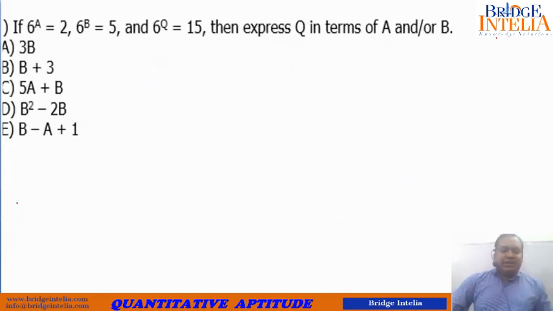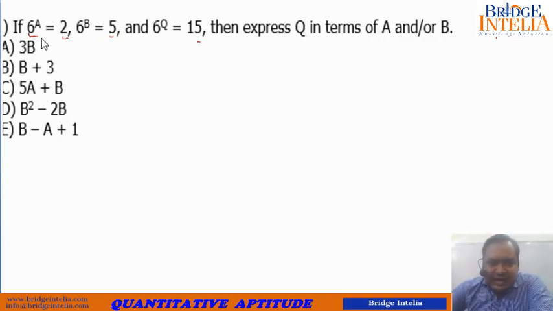Now this is a very brilliant question. As per my experience, this is one of the best questions that you can expect from this topic, indices. So if you notice, 6, 2, 5, 15. 6 to the power a is equal to 2, 6 to the power b is equal to 5, and 6 to the power q is equal to 15. So we have to express q in terms of a and b. I would insist that you give it a try first, and if you are not able to crack this pattern, then you should come back to the solution. So first give it a try yourself.